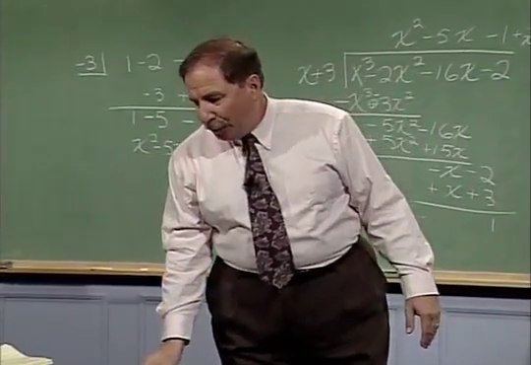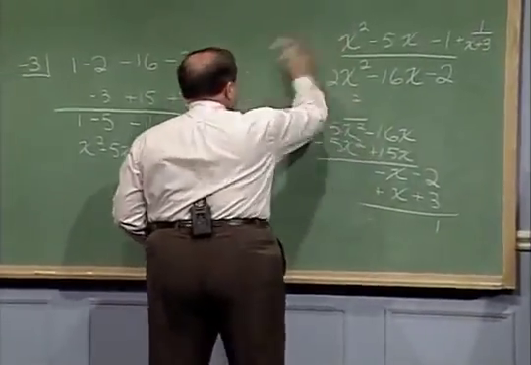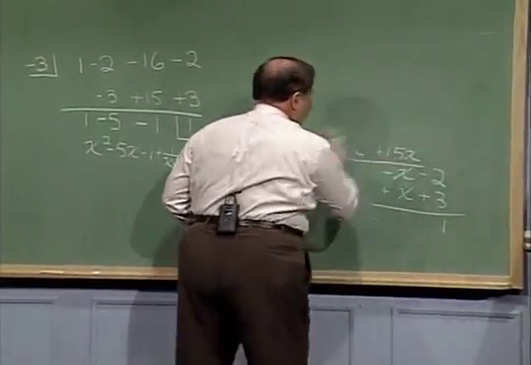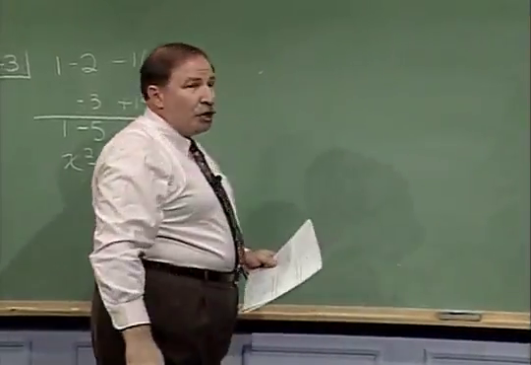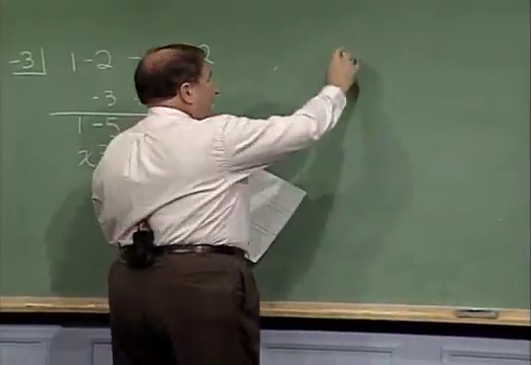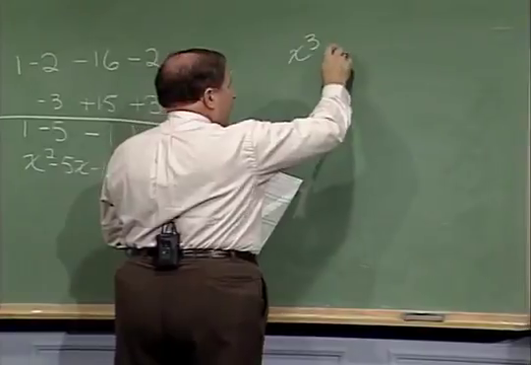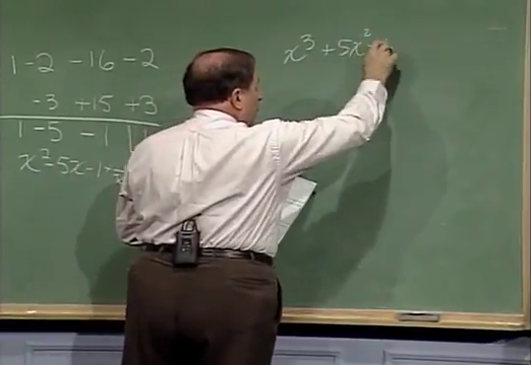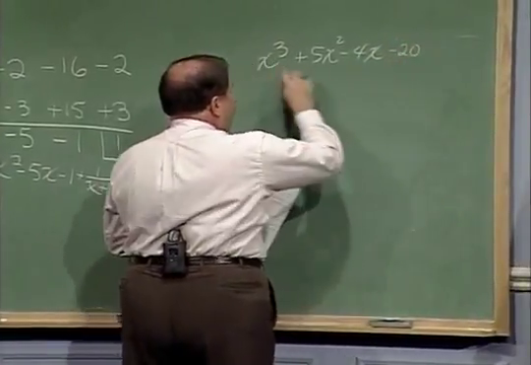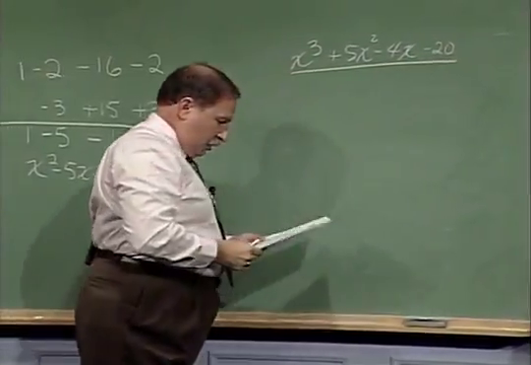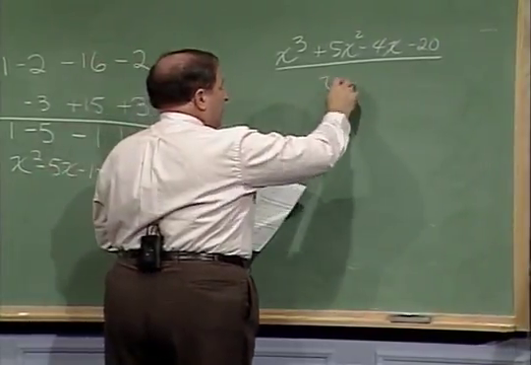This time let's do this at the board. Okay? Erase all this stuff over here. And we'll take a look at another division problem with some interesting results. Let's take x cubed plus 5x squared minus 4x minus 20 and divide that by, let's see. How about divide it by x plus 5?